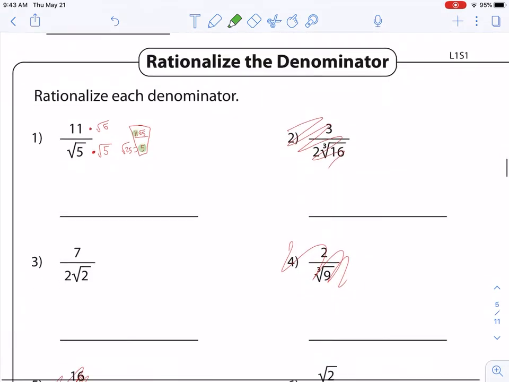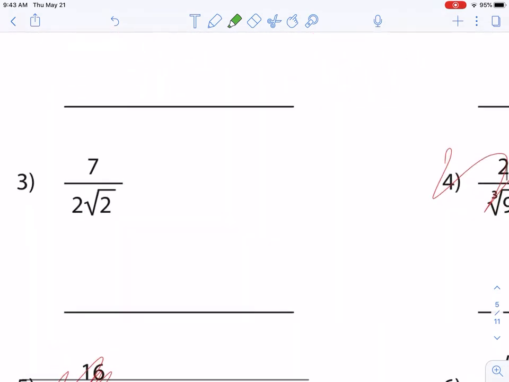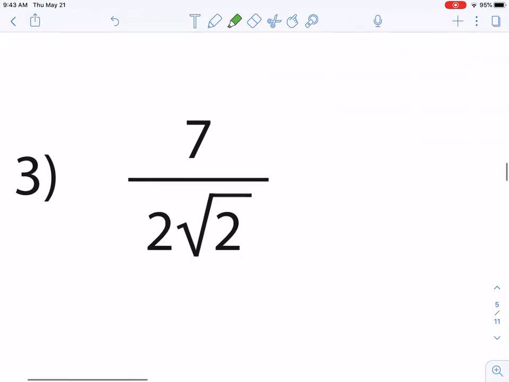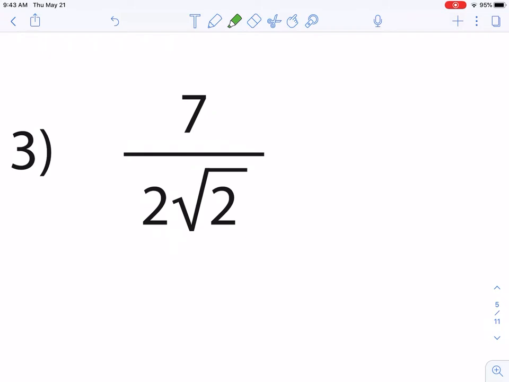So I'm just going to take you through a few of these. Some of these had cube roots, and we're not really dealing with that. So check this out. We have 7 over 2 square root 2. I'm going to multiply square root 2 to the top and the bottom.